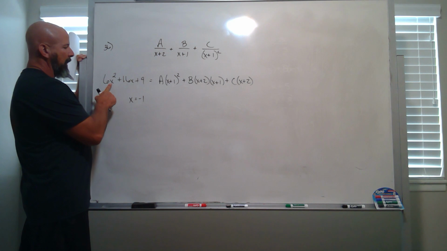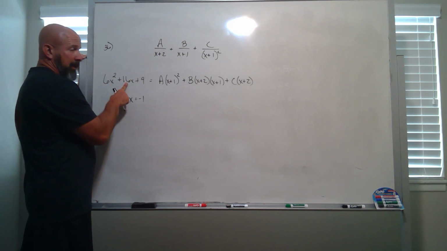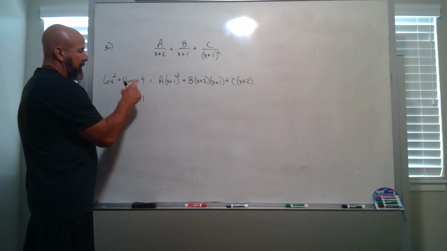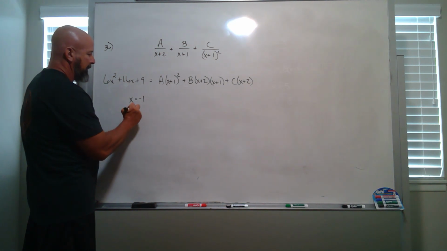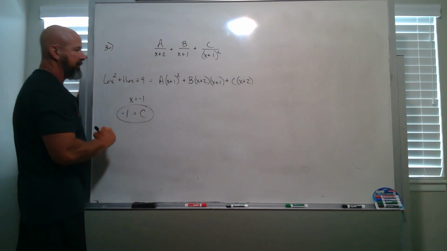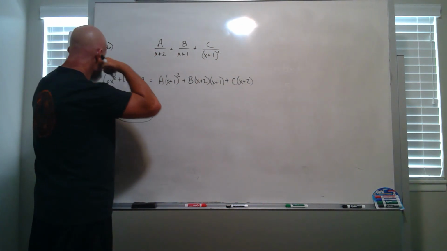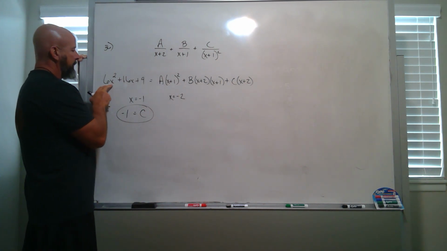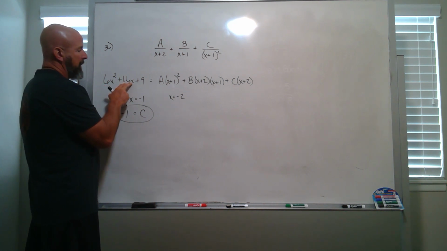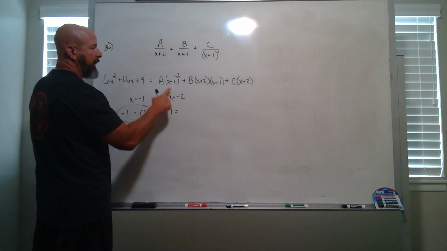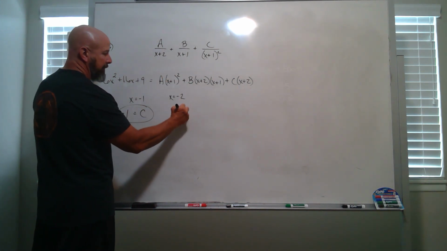Well, if x equals negative 1, let's see, I would have 6. 6 minus 16 is negative 10. Plus 9 is negative 1 equals, that's 0, that's 0, C. I've got C, because negative 1 plus 2 is just 1. If x equals negative 2, alright, so we have 24 minus 32 is negative 8 plus 9 is 1. So that term's 0. Negative 2 plus 1 is negative 1, squared is 1, so A is 1.